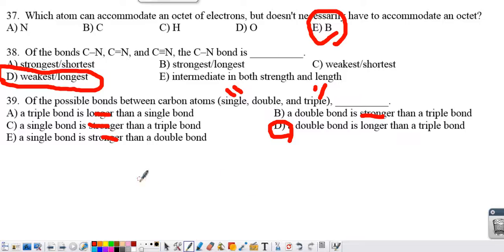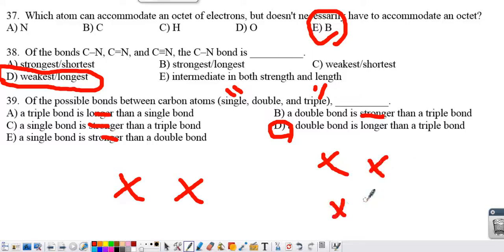So if you have two elements, single bond, double bond, and with a triple bond, it really pulls the two elements close together, and they're held more tightly. Single bonds are easier to break. Single bonds are easier to break than triple bonds.